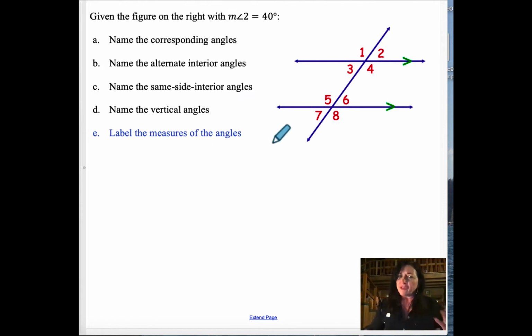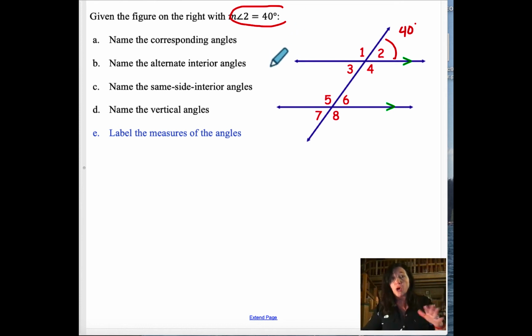On this problem, this whole chapter was about parallel lines. Parallel lines, super cool, super fun. All different kinds of things go on with parallel lines. Mostly, though, they're telling me that angle 2 is 40 degrees, by the way. That's this angle right here. But before we get to that, I want to name the corresponding angles, all of them.